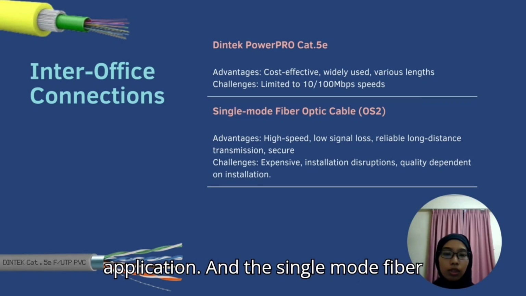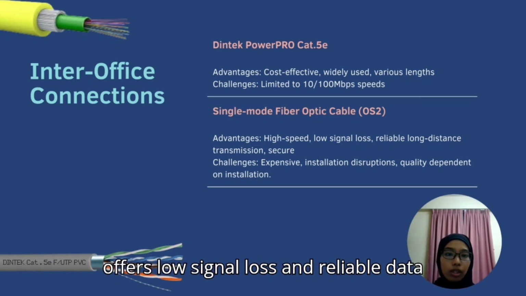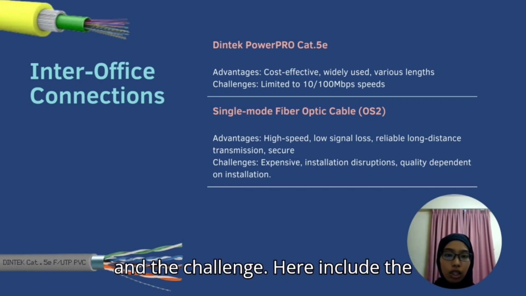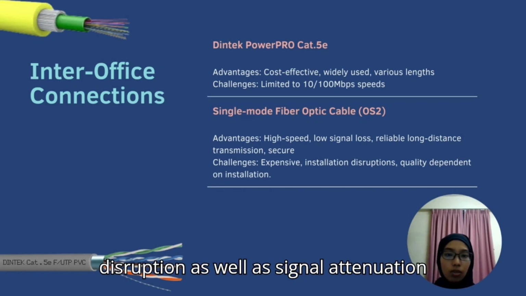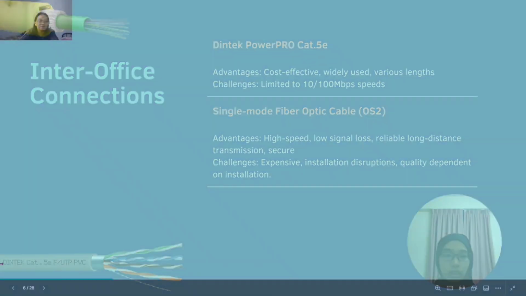And the single-mode fiber optic cable. This cable provides high speed and wide bandwidth capabilities. It offers low signal loss and reliable data transmission over a long distance, with immunity to electromagnetic interference and eavesdropping. The challenge here includes the initial expense and installation disruption, as well as signal attenuation and data transmission quality depending on the quality of the installation and coverage distance.